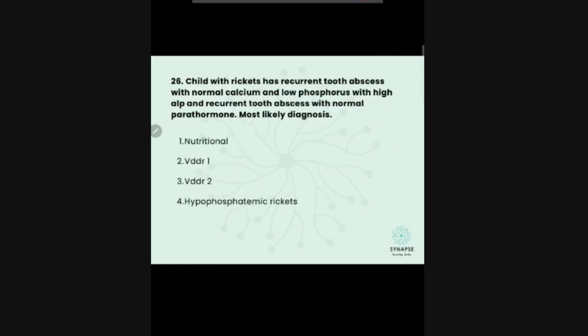Okay. Next question. A child with rickets has recurrent tooth abscess with normal calcium, low phosphorus, high ALP, and normal parathormone. Most likely diagnosis? All this is a repeatedly asked question.